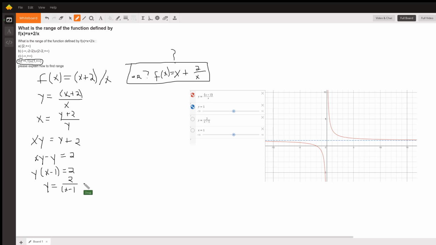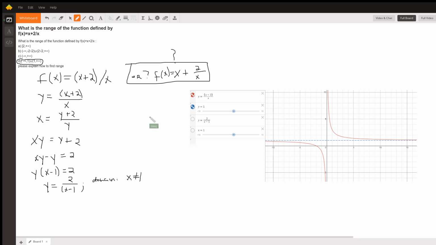And just looking at this, you can see that its domain is all real numbers except x does not equal 1. So the domain of the inverse function is all real numbers except x equals 1, and that will be the range of the original function.